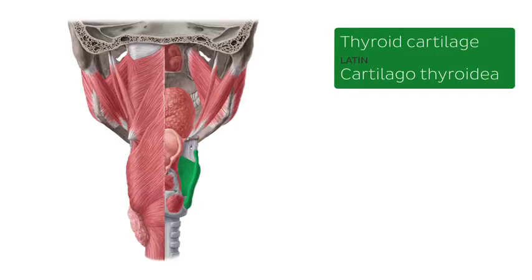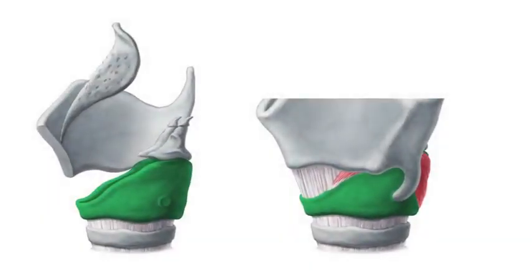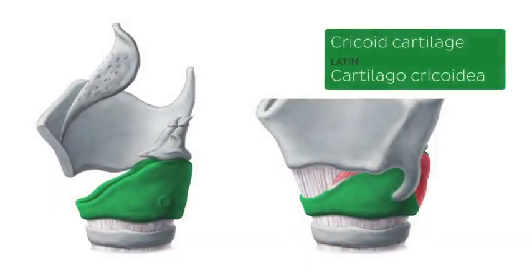So let's move on to the next one, the second hyaline cartilage on our list. It's known as the cricoid cartilage. Now, the cricoid cartilage is shaped like a signet ring, and you can notice here that the signet-shaped lamina faces posteriorly. Another important thing to know about the cricoid cartilage is that it's a complete ring of cartilage, so no interruptions like we've seen on the thyroid cartilage.